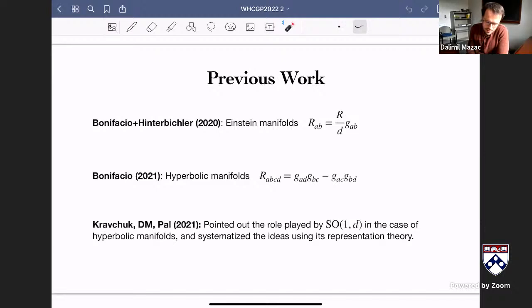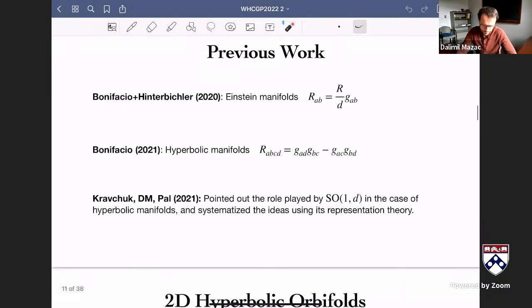But he didn't sort of emphasize the role of representation theory. So in our paper, we pointed out the role played by SO(1,d) for hyperbolic manifolds and phrased everything in terms of representation theory of SO(1,d), which I think is the right way to understand these things. And in particular, this also clarifies the connection to the conformal bootstrap.